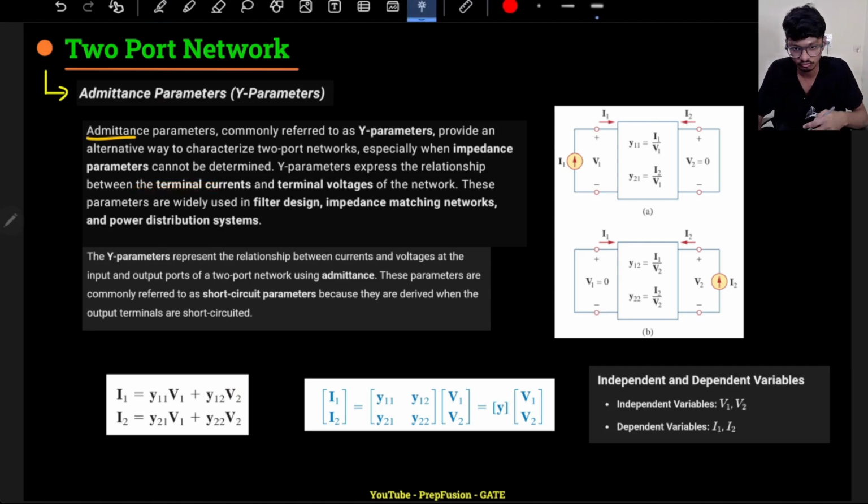And you might say, sir, why do we need Y parameter? Wasn't Z parameter enough? So you have already learned that for all the networks, Z parameter is not defined, right? So for a particular network where my I1 and I2 are dependent but V1 and V2 are independent, for those kind of network I can actually use Y parameter to define that network, even though Z parameter does not exist, but I can take help of Y parameter.